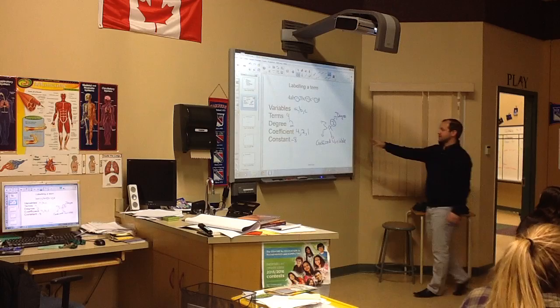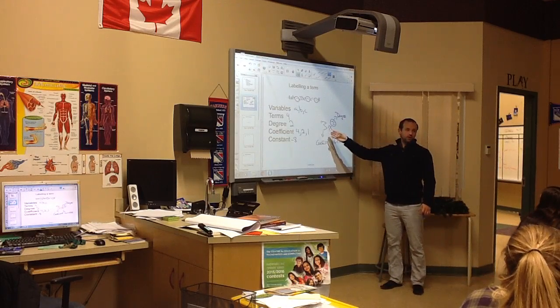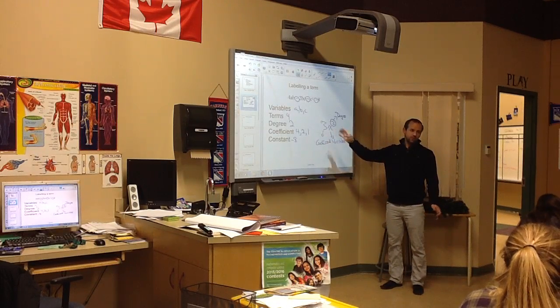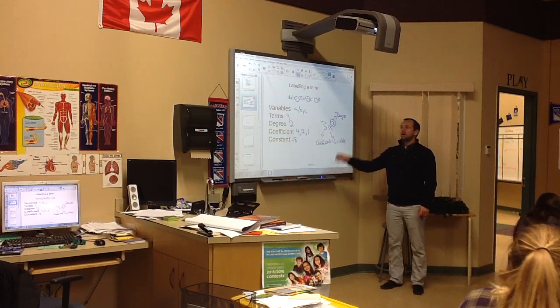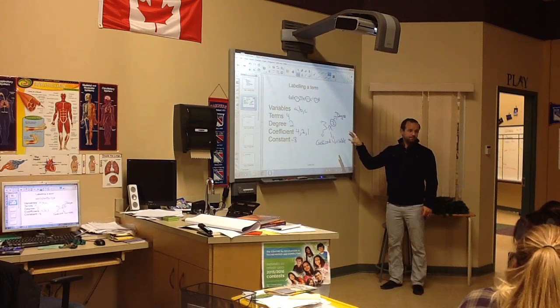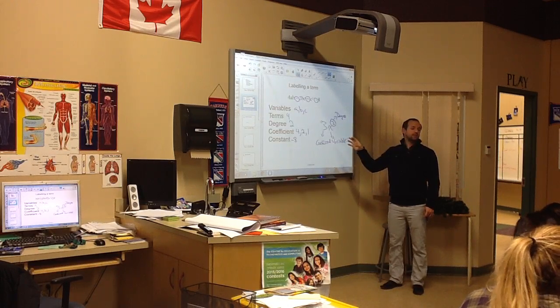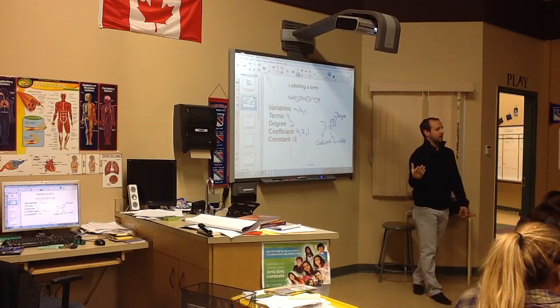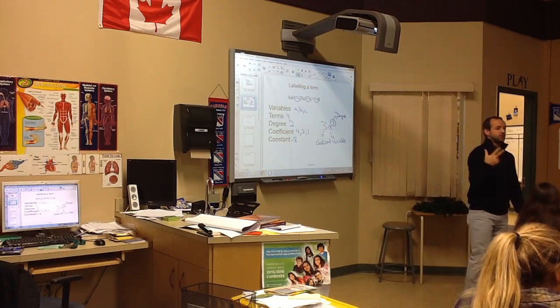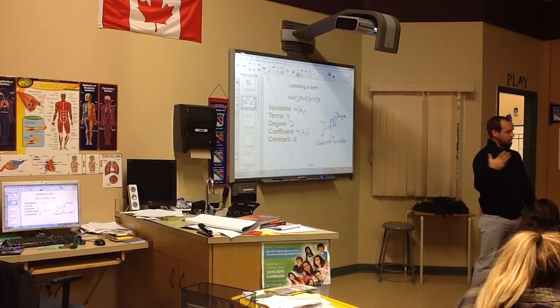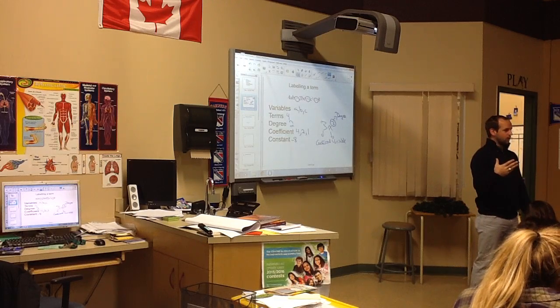Is there a constant here? 3x squared? No, there's no number after, so it's just one term. Questions on that? It's not necessarily going to be assessed, but it's something that you're going to need to know over time, that when I start talking variables, coefficients, degrees, constants, you know what those terms are. Okay? Good?